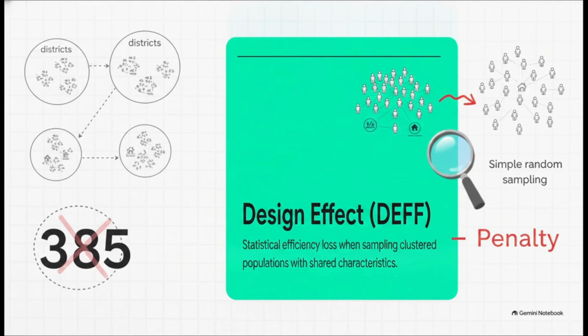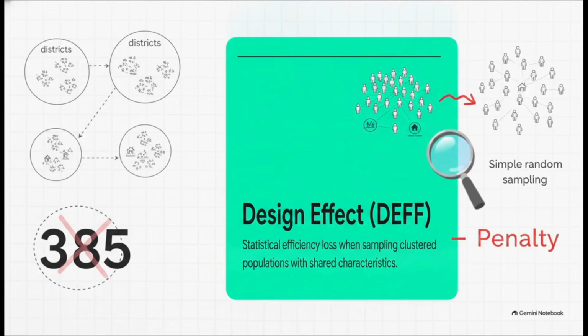But in real public health or development surveys, we use cluster sampling. We sample by district, then by village, then by household. The problem with this is that people clustered in the same village often share the same infrastructure, similar socioeconomic conditions, and social norms. So they yield a lot less independent information than a purely random unclustered sample would.